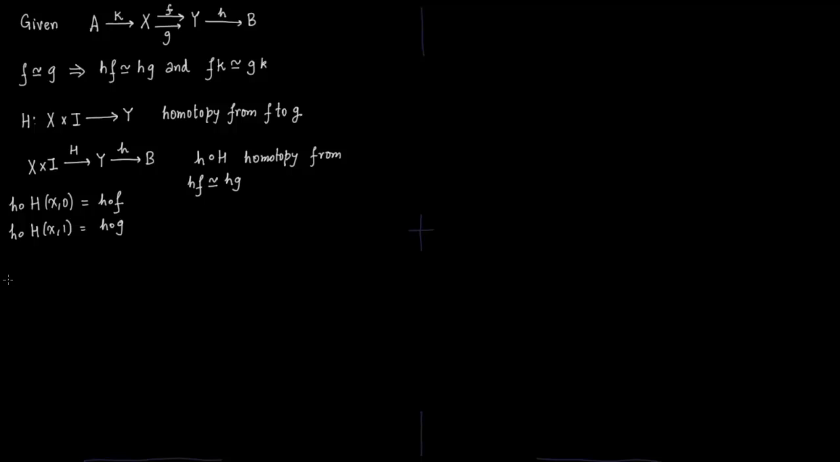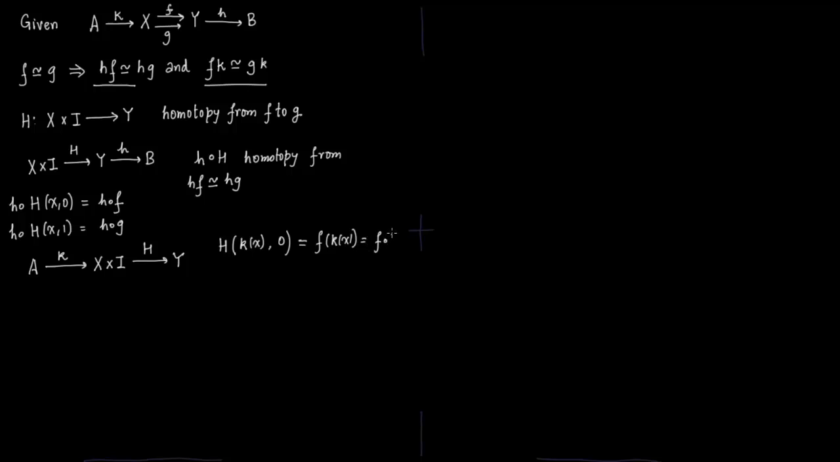Now we show the second part, that is Fk is homotopic to Gk. So this is done. Now we have to do this part. Let us draw the figure first. You first apply K, then you go to X times I, where this capital I is the unit interval from 0 to 1. And then you apply the homotopy map. So H of K of X comma 0 will automatically give you F of K of X.